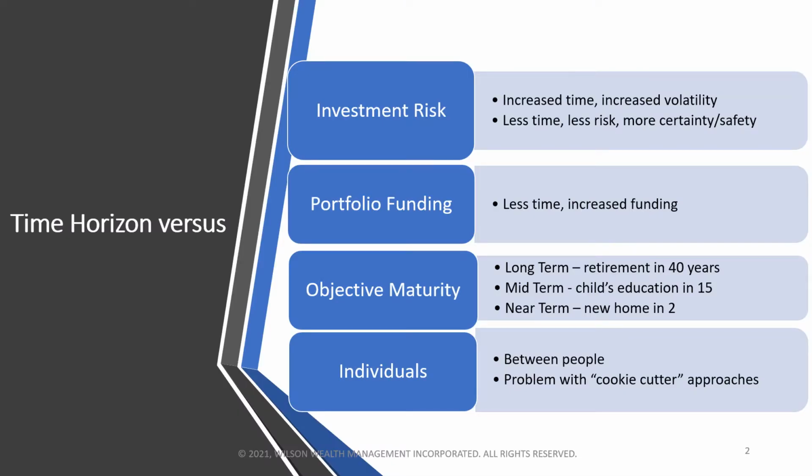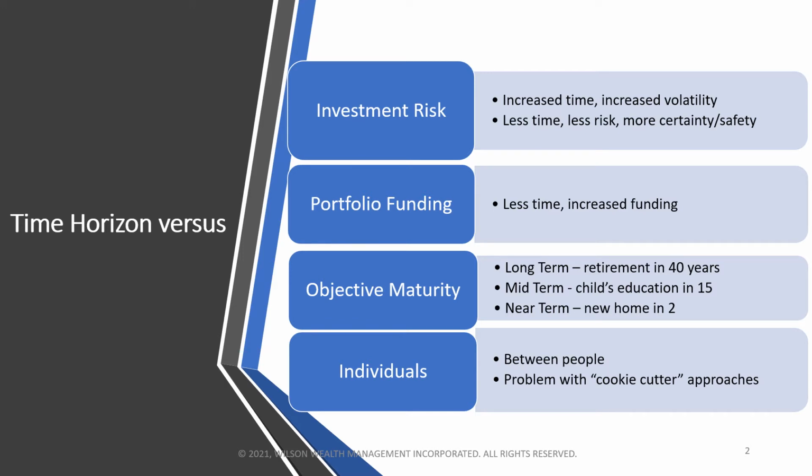Let's look at time horizon versus 4 different factors. And we've covered most of these before, so I'll keep this abbreviated. The first is investment risk. Previously, we've seen how time impacts the amount of risk that you can assume in an asset. The more time you have, the more volatility that you can handle in an asset. And we saw that with the standard deviation.